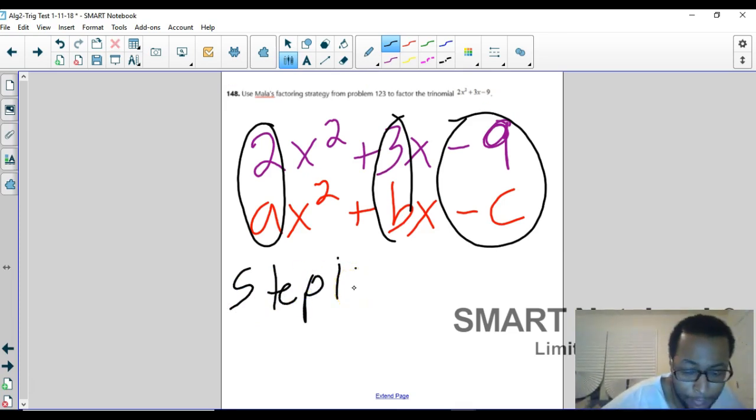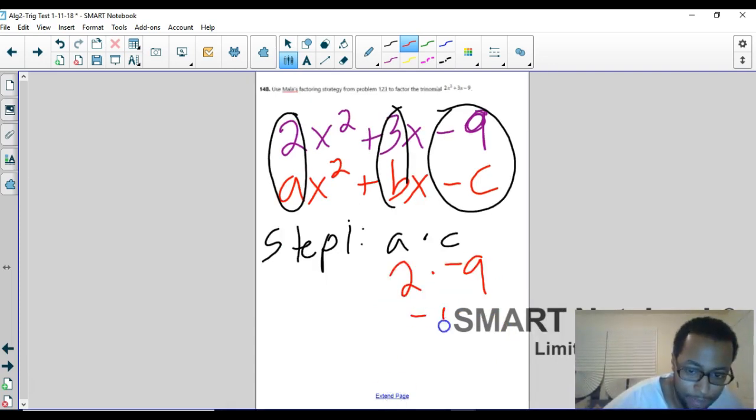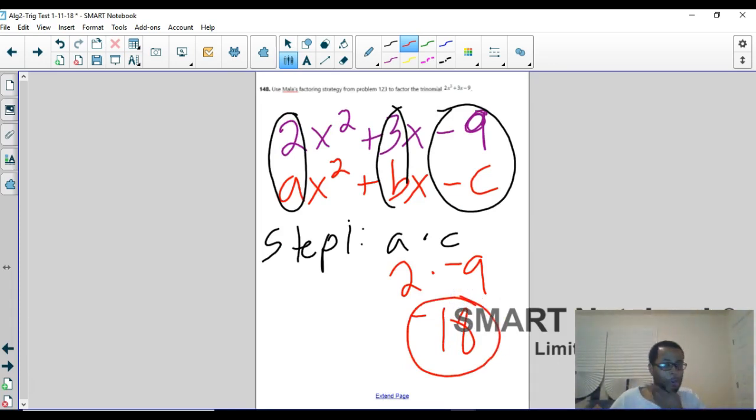I'm going to multiply A times C. A in this case is 2. C in this case is -9. 2 times -9 is -18. So that's my first step.